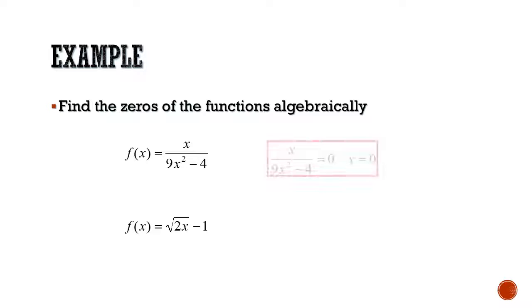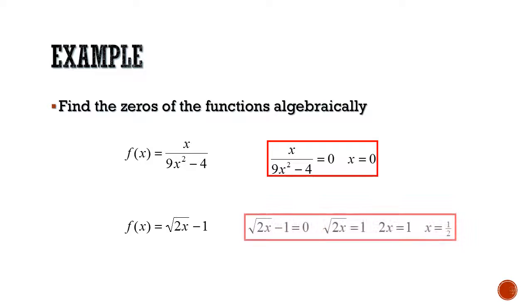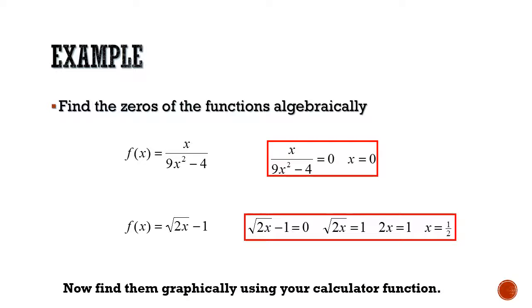For our first function, we really only care about the top, because if the denominator equals 0, then the function is going to be undefined. So the 0 of the function is where the numerator equals 0, and that occurs when x is 0. Our second equation, we're going to set it equal to 0, add 1 to both sides, square it, well, 1 squared is 1, and then divide by 2, so x equals 1/2 will be the 0 of this function. Now you can find them graphically using your calculator.